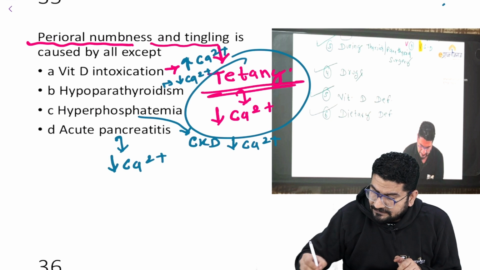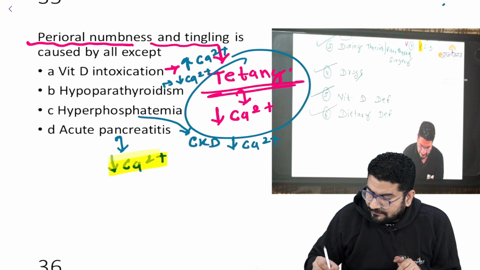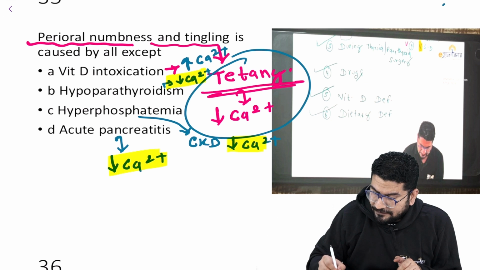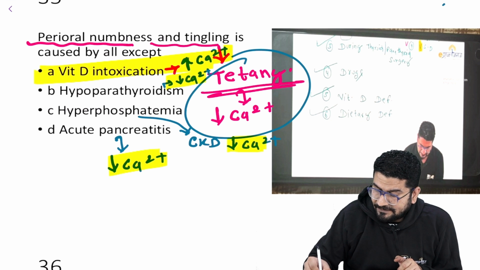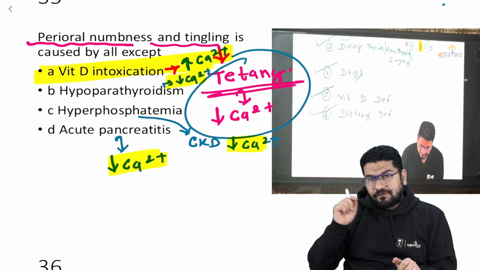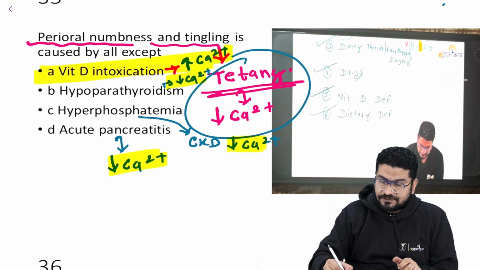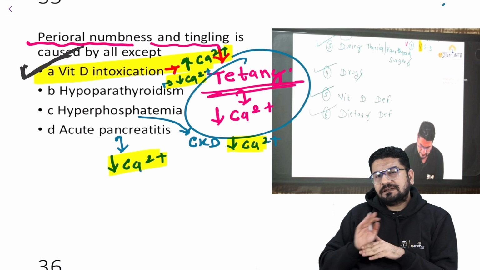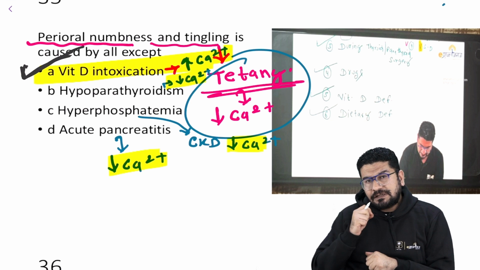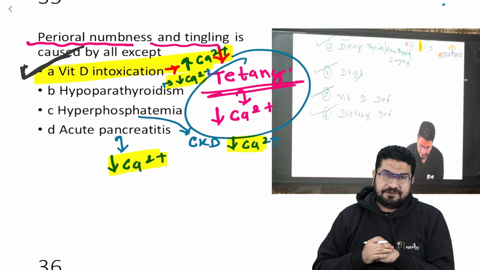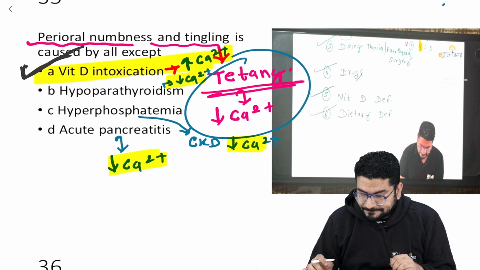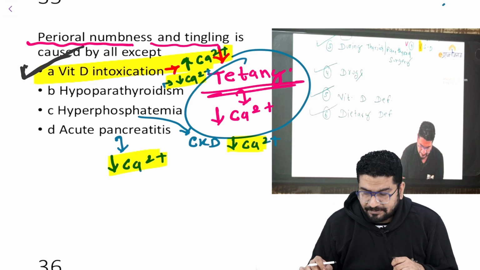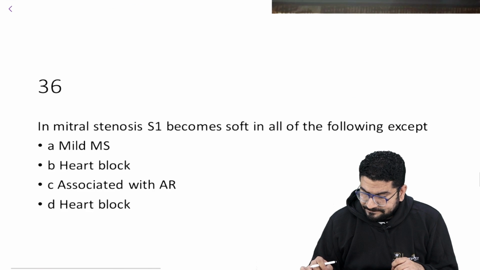So these are the conditions I am highlighting where you can see hypocalcemia, but here it is hypercalcemia, and tetany is a feature of hypocalcemia. So the answer for this question, by ruling out all the other options, will be vitamin D intoxication. On the other hand, vitamin D deficiency can produce hypocalcemia. Is it clear?